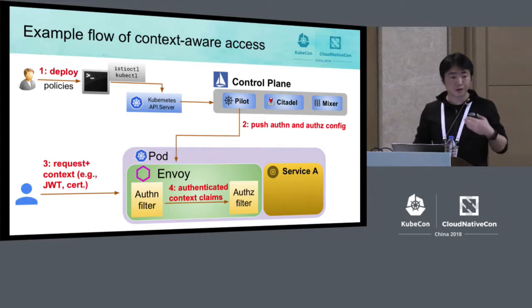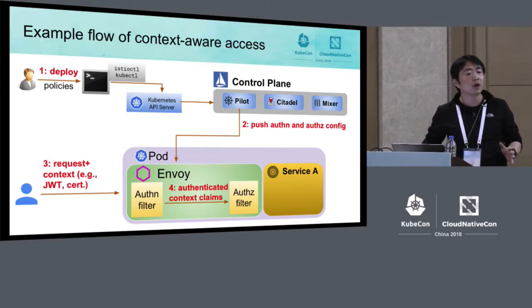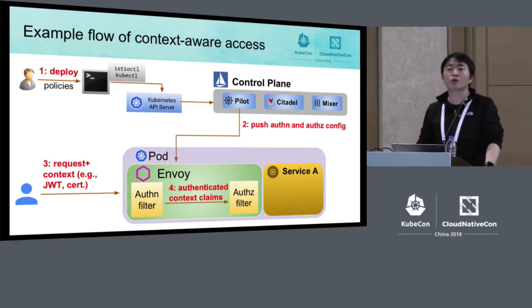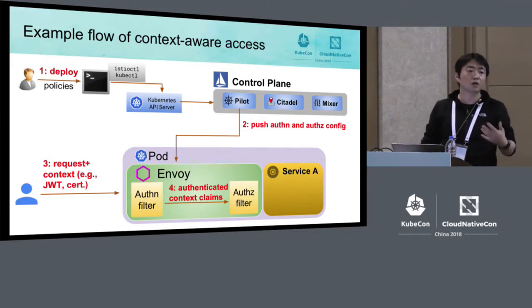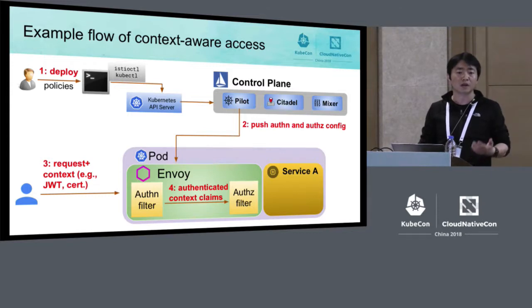If these attributes, this context information, have been authenticated, then it's passed to the authorization filter. The authorization filter will, based on the authorization policy, decide whether to reject the access or grant the access. After this policy enforcement, the request is forwarded to the backend service.